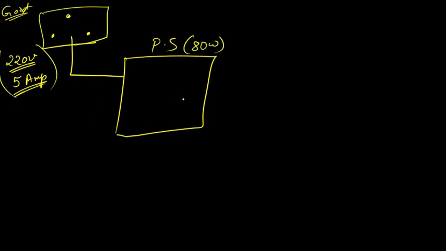But assume the government supply itself is fluctuating and it goes below 80 or nearby 80, will it be able to supply 80 watt at the output? No. If the source is not providing 80 watt, how can the power supply give you 80 watt? It is not a power amplifier. It is just a power supply. So it can provide you a supply which is less than the source power supply, right?